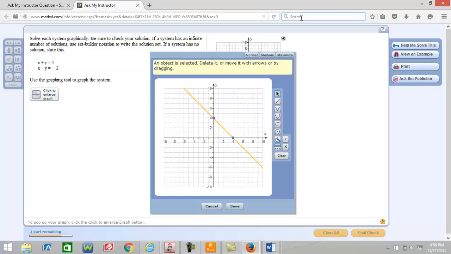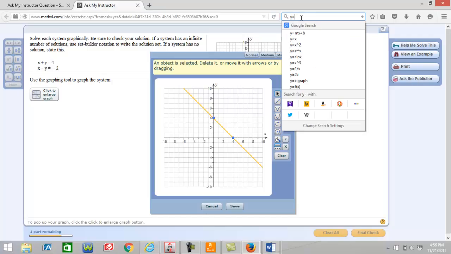If you were to solve for y, you would have y equals x plus 2. What we'd have to do is add y to both sides and then add 2 to both sides, and you get y equals x plus 2. So if I were to graph that in slope-intercept form, my y-intercept would be 2.